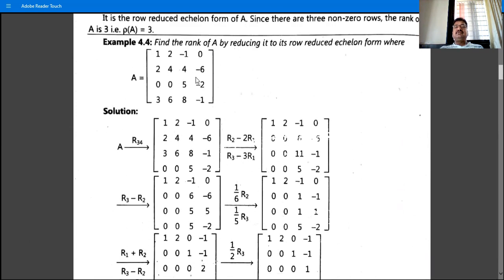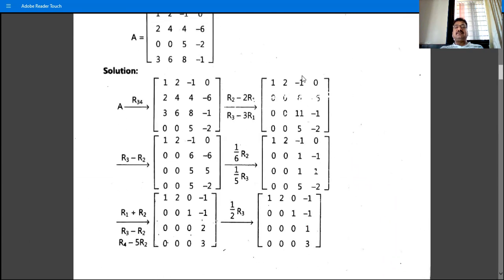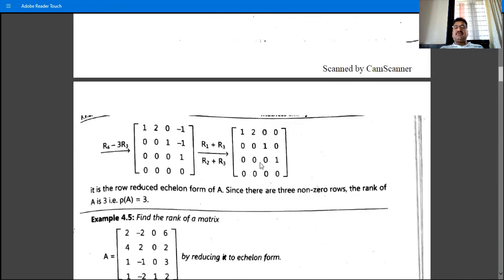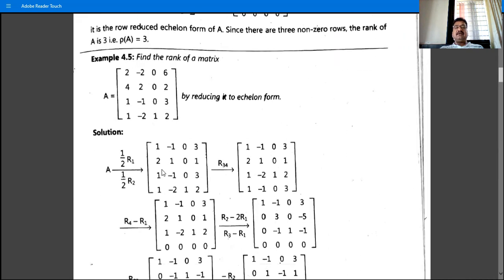Again, reduce the matrix to row reduced echelon form. So by using the procedure, we have this reduced row echelon form, and the non-zero rows are 3. This row is also a non-zero row. The last row is the only zero row. So the rank of A is 3. Find the rank of the matrix by reducing the matrix to echelon form. Echelon form means row echelon form.